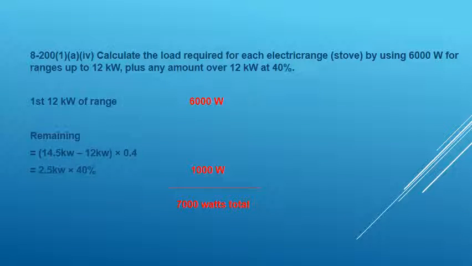Rule 8-201A4 is used to calculate the load required for each electric range by using 6,000 watts for ranges up to 12 kilowatts plus any amount over 12 kilowatts at 40% demand factor. Our calculation of the first 12 kilowatts of the range at 6,000 watts with the remaining 2.5 kilowatts at 40%, leaving a total of 7,000 watt demand factor for our range.